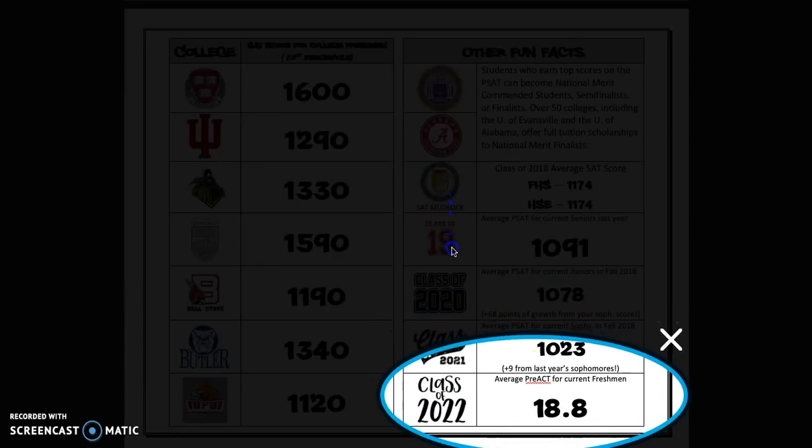Kudos to you. And then we have the average pre-ACT score for the current freshman, which happens to be the same score that last year's freshman earned.